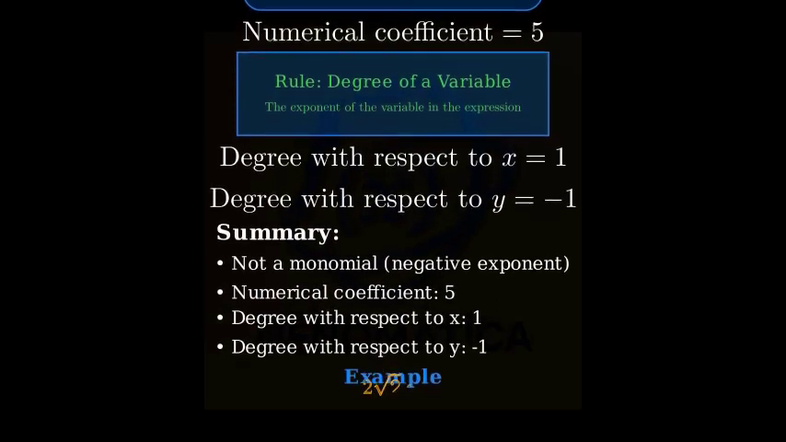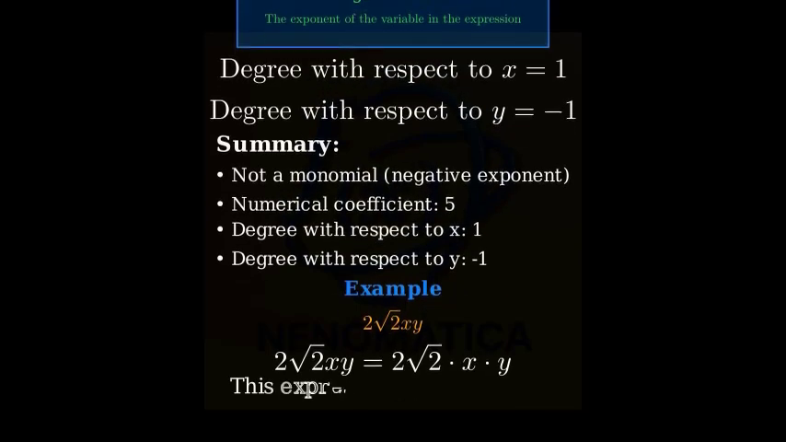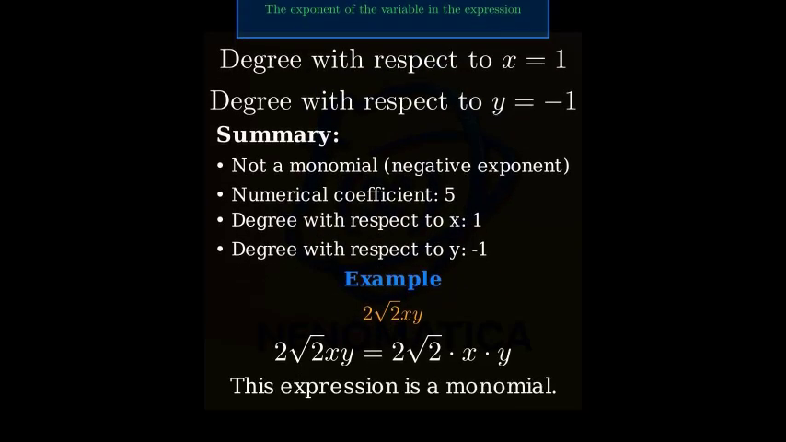In this example, we need to determine if the expression 2 square root of 2 times x times y is a monomial, identify its numerical coefficient, and determine its degrees. Let's analyze this expression according to our definition of a monomial. The expression 2 square root of 2 times x times y consists of a numerical coefficient multiplied by variables with positive integer exponents. Both x and y have implicit exponents of 1.